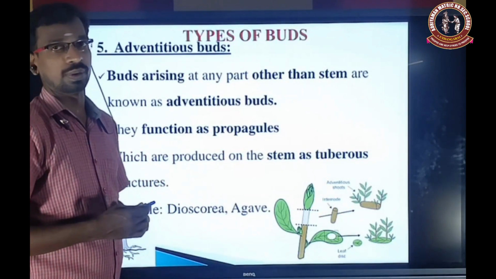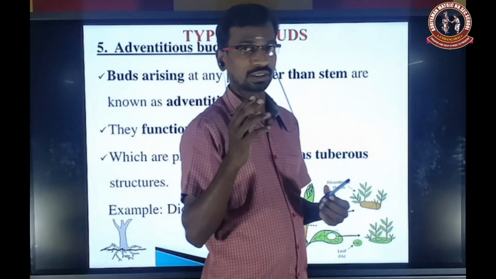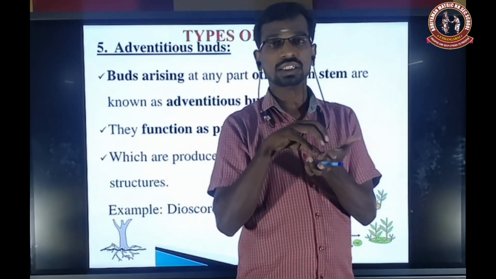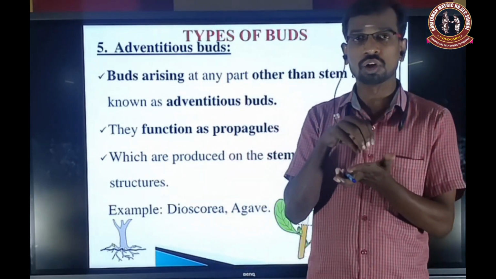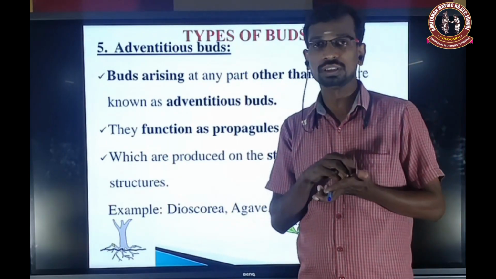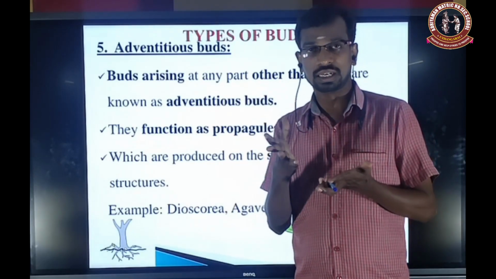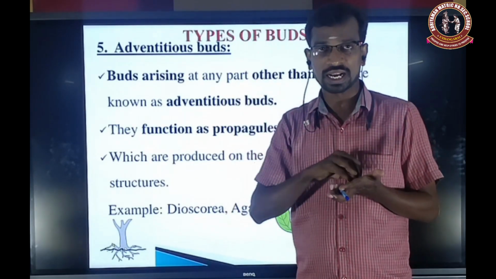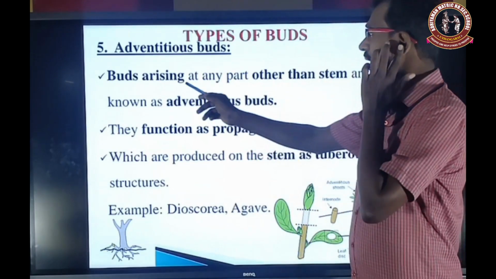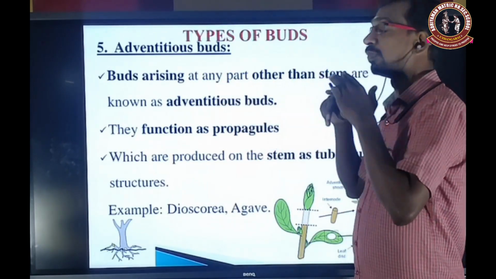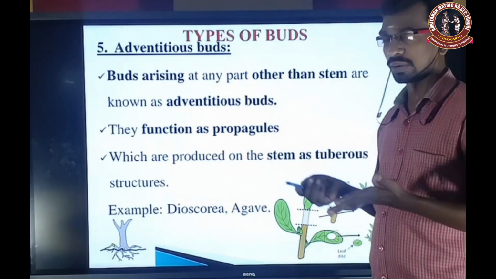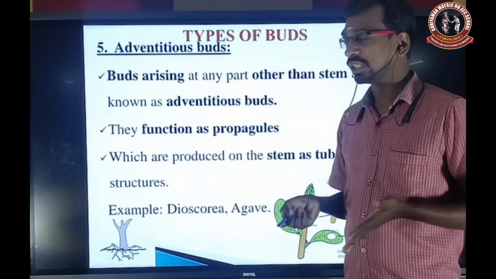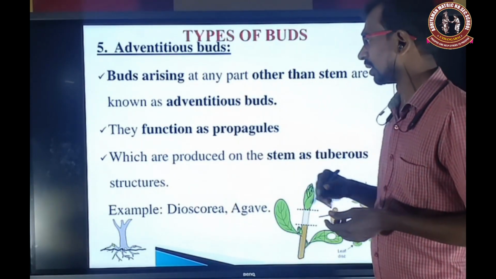Next, adventitious bud. Adventitious means that it is not a primary region for the formation of bud. So it will form other than either the tip region or the axil. The bud arising at any part other than the stem is known as adventitious bud.